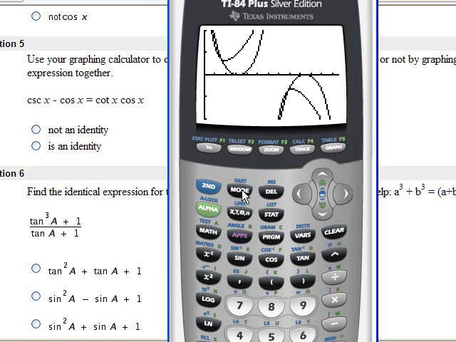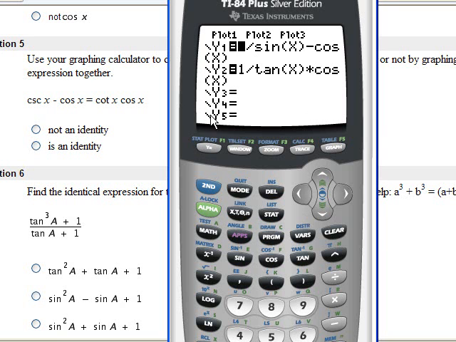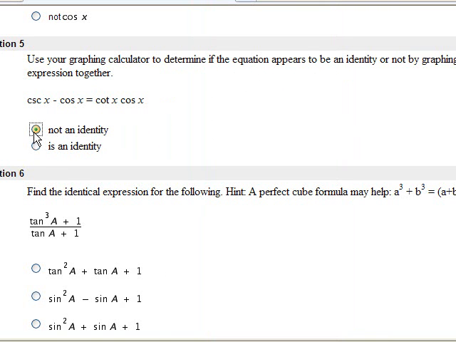I may want to double check if I actually typed them in correctly. And this one is 1 over sine is a cosecant, and then minus cosine, and the other one is 1 over tangent is the cotangent times cosine. So I did type it in correctly, and this one is not an identity.